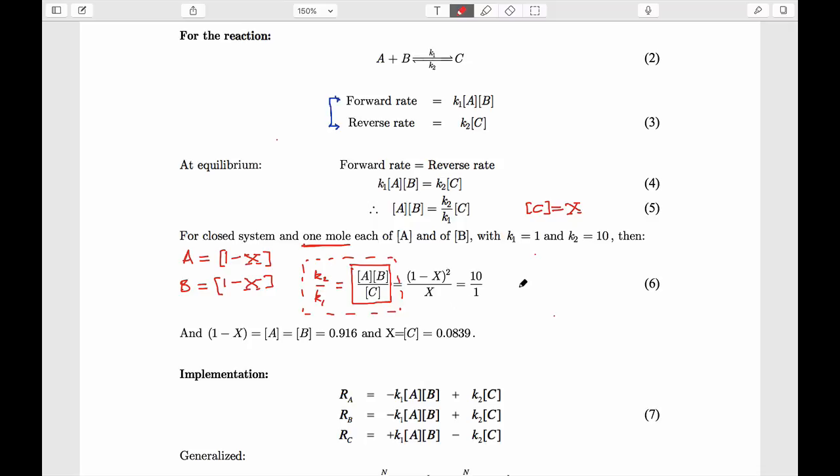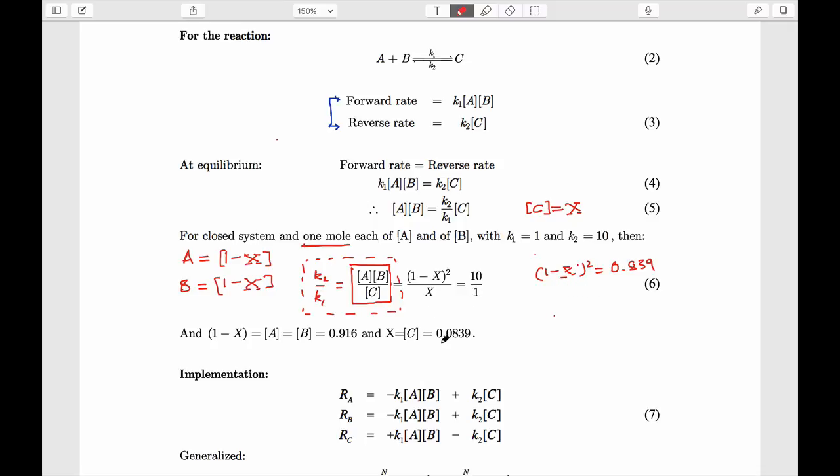And you can solve the quadratic, but I think the solution is here. I think it has to be, since this is 1 over 10, 1 minus X all squared has to equal 0.839. I'm just doing this by looking at the results. So in other words, if 1 minus X squared is 0.839 and the value of X is 0.0839, then this ratio really is 10 to 1. And so this actually is the solution.